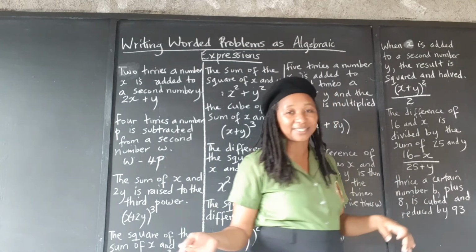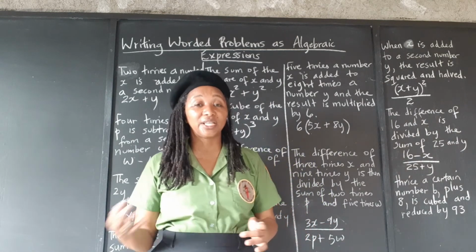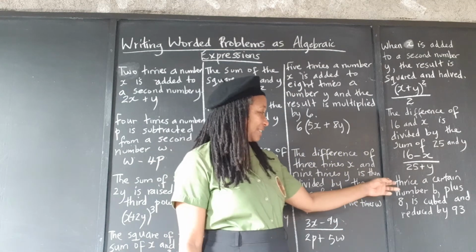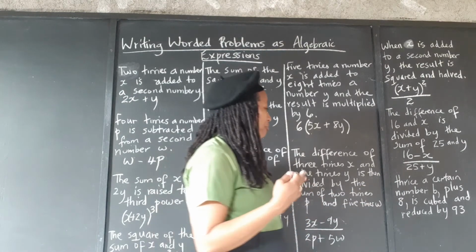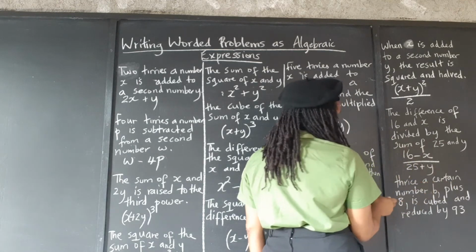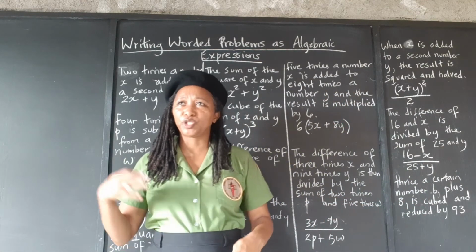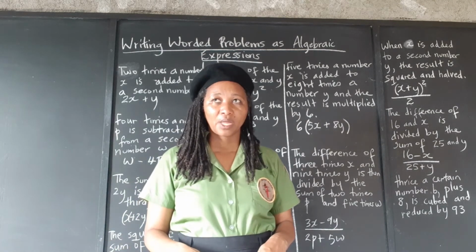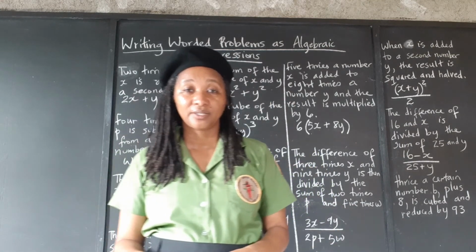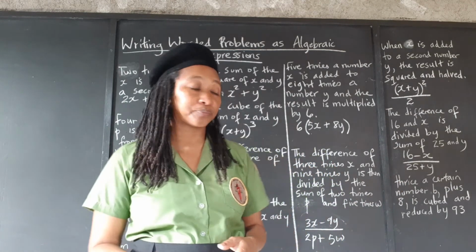The last example, thrice. Thrice is an archaic way of saying 3 times. It's hardly used anymore, but you still need to know what it means in case you encounter it along your journey, right? Thrice means 3 times. So thrice a certain number, b, plus 8 is cubed and reduced by 93. What do we mean by it is reduced by 93? Reduce, check your dictionary. What does the word reduce mean? To make less, right? To take away, to subtract. When you reduce something, you make it less than it was.